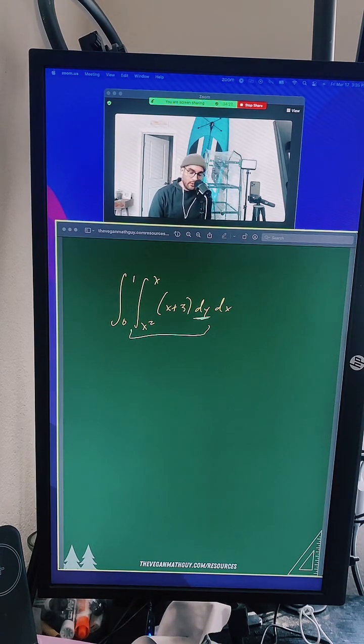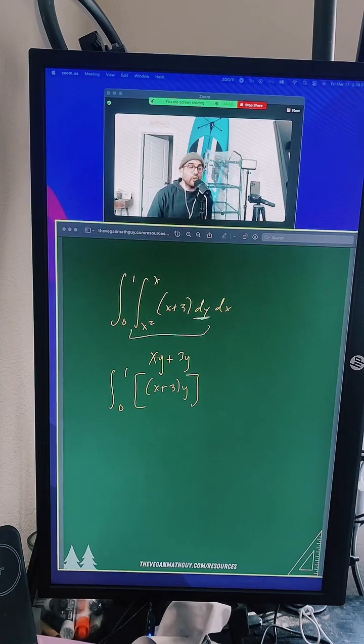The way we do this is we treat every variable that's not a y like a constant. So when we take the integral of x, just imagine if that's the constant. Think of it like if it was a 6, then the integral will be 6y. If it was a 7, the integral will be 7y. So this is going to be xy plus 3y. We have the integral from 0 to 1, and we're still implementing the first fundamental theorem of calculus, including the x squared and the x.